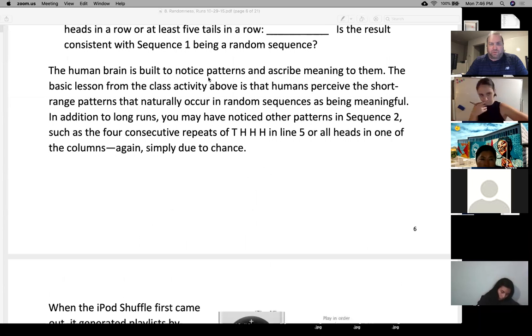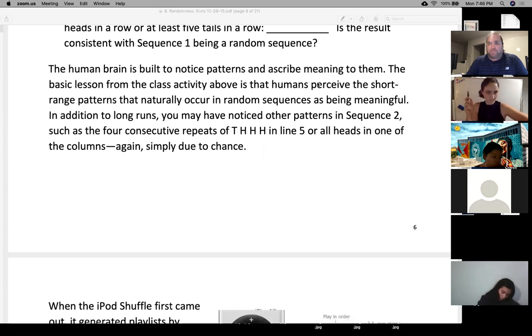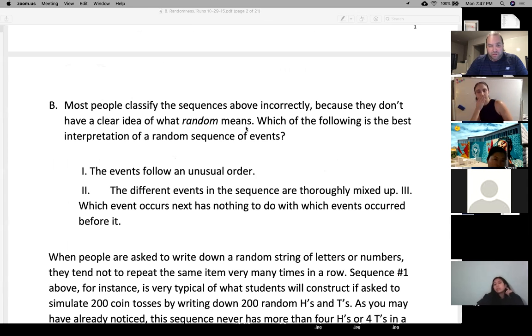So the human brain is also built to notice patterns and ascribe meaning to them. The basic lesson from the class activity above is that humans perceive the short-range patterns that occur naturally as being meaningful. But short-term patterns are never meaningful because they are the result of random fluctuations which always occur in the short run. In addition to long runs, you may have noticed other patterns in sequence 2, such as THHH, THHH, THHH, THHH. According to that, it happens 4 times.